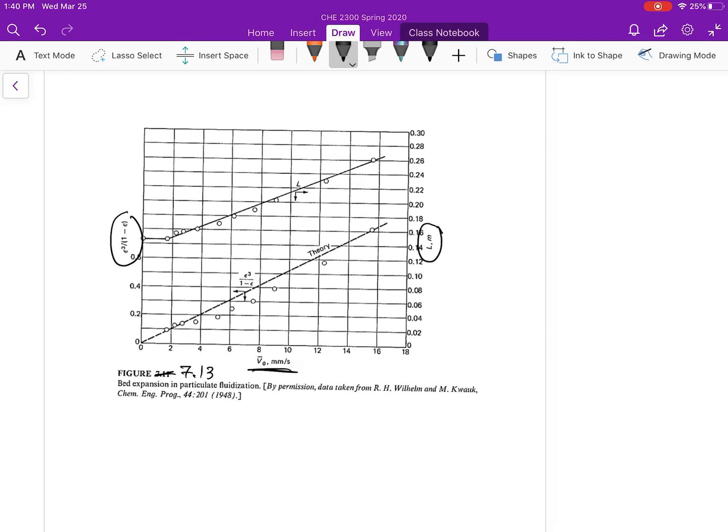I have my velocity, I know my void fraction of my expanded bed, but I don't know the height. That, of course, is the less common scenario. More often than not, you're able to measure the velocity of your fluid. You're able to visually measure the height of your expanded bed, and therefore you could use this figure to potentially calculate the void fraction of that expanded bed.